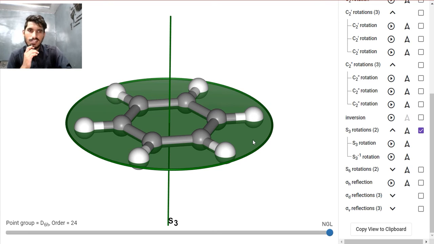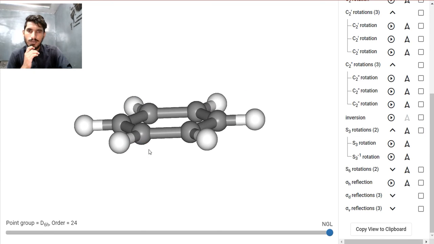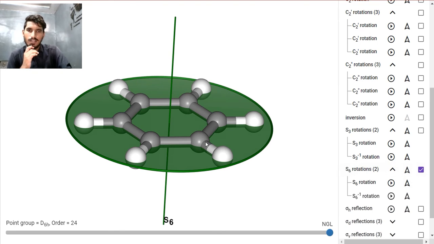So that's an S3 configuration that we have here on the screen. So moving on, what more type of axis of rotation can we have? We have an S6 axis of rotation. S6 axis of rotation means that what I have to do is to just give a C6 rotation. C6 rotation means that this carbon atom will replace the next one, and this carbon atom will replace the next one, and this carbon atom will replace the next one. Similarly, this is the C6 axis of rotation.